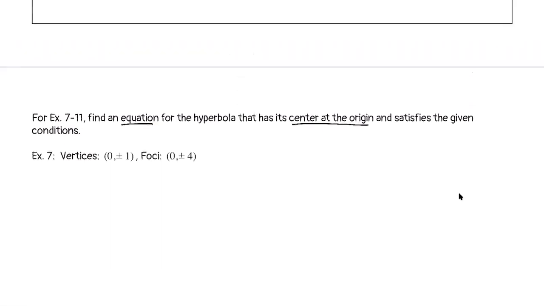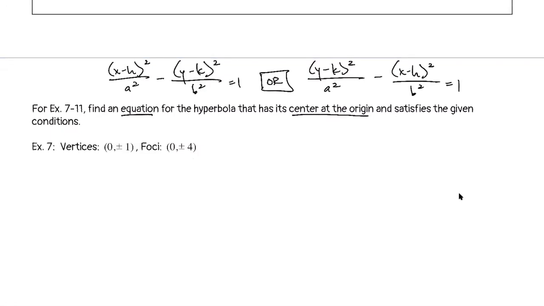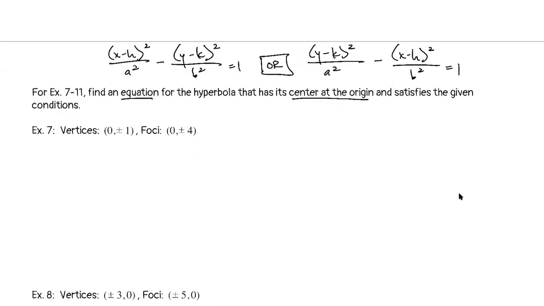So if we think about the hyperbola equation, it looks a lot like the parabola, I mean the ellipse equation, except it could be this way, okay? Or we could have the y first. Now, just like before, because the center is at the origin, we don't really have to worry about h and k. It's going to be zero.